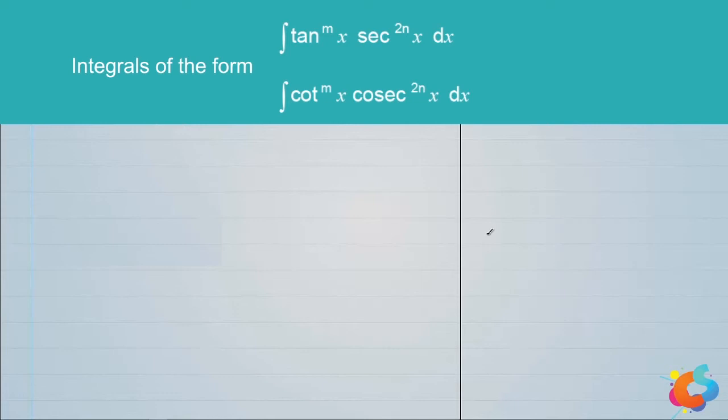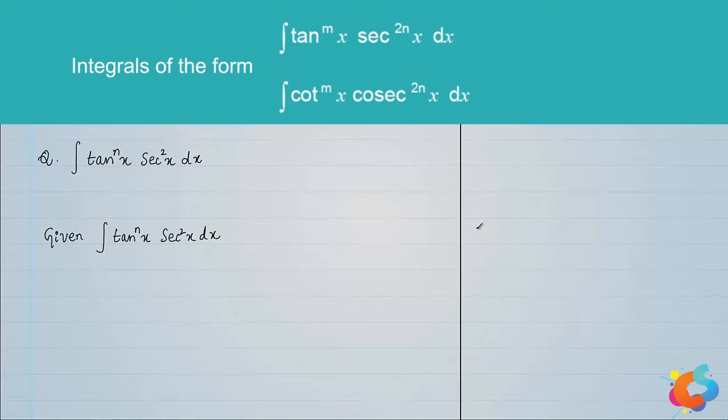Whenever integrals of the form tan power mx secant power 2nx dx, or cot to the power of mx into cosecant square power nx into dx, is given, here m and n are any integers. So the substitution here is, in the first integral we will put tan x equal to t, whereas in the second integral we will put cot x equal to t. So now let us consider a problem of similar kind. Integral of tan power nx into secant square x dx.